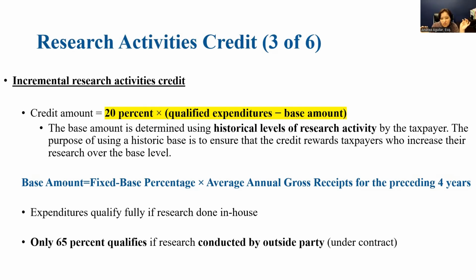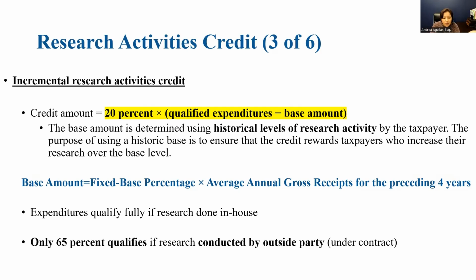So the base amount is determined using historical levels of research activity. We need to see your history. The purpose of using a historic base is to ensure that the credit rewards taxpayers who increase their research over the base level. This is the formula that you don't have to remember, but it's there. The base amount is equal to the fixed base percentage times the average annual gross receipts for the preceding 4 years. And the fixed base percentage will depend on when you started these research activities.